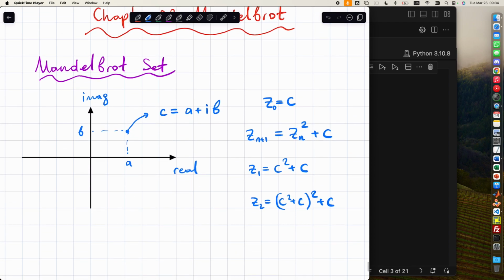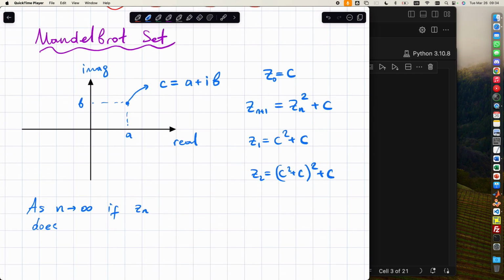No. Now, here's how we get the Mandelbrot set. If Zn diverges, or let me write it like this. As n goes to infinity, if Zn does not diverge, let's call it that way, then C is in the Mandelbrot set.